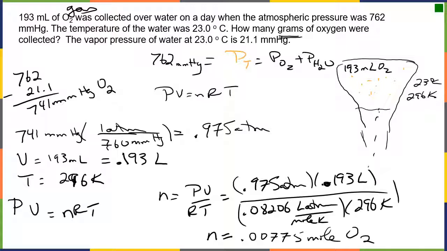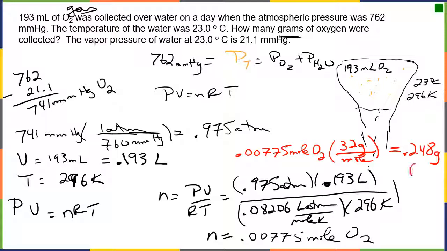Well, let's finish this problem. If I have 0.00775 mole of oxygen, I know there's 32 grams per mole. And when I finish this up, I'm going to get 0.248 grams of oxygen.